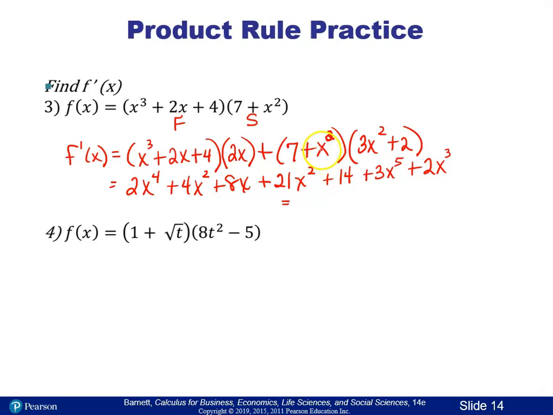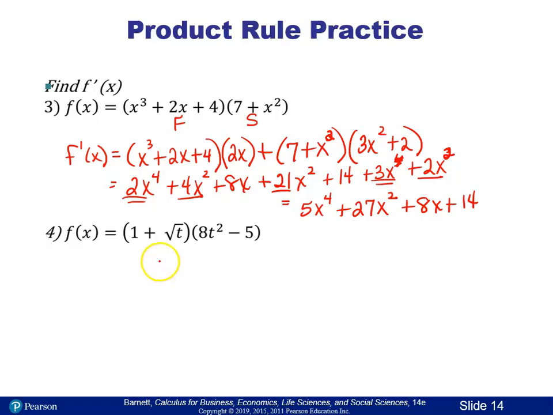Okay, so that's actually going to change a couple of our terms here. It's going to change this to being 3x to the fourth, and then this will be 2x squared. So when I combine like terms, I do have some common terms to combine together. So I'm going to have 5x to the fourth, and then with the x squared, I'm going to have 4, 21, and 2. So that's going to give me 27x squared. And then I'm going to have an 8x and a 14.